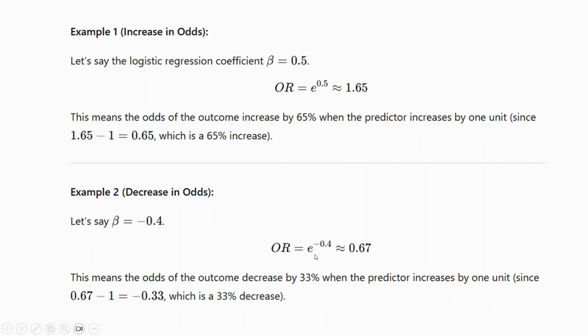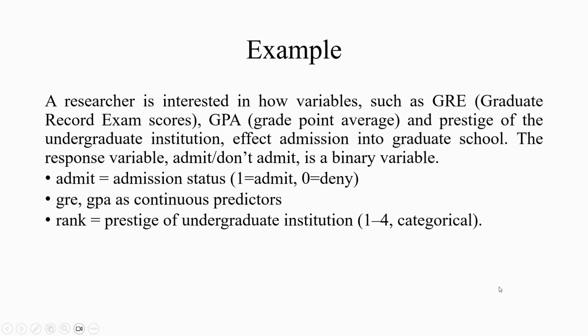See, e is an exponential constant. Its value is fixed. So this means that the odds of the outcome decrease by 33% when the predictor increases by 1 unit. Why does it decrease? Because this is minus 1. How much will it decrease? A 33% decrease will be there when the predictor increases by 1 unit.